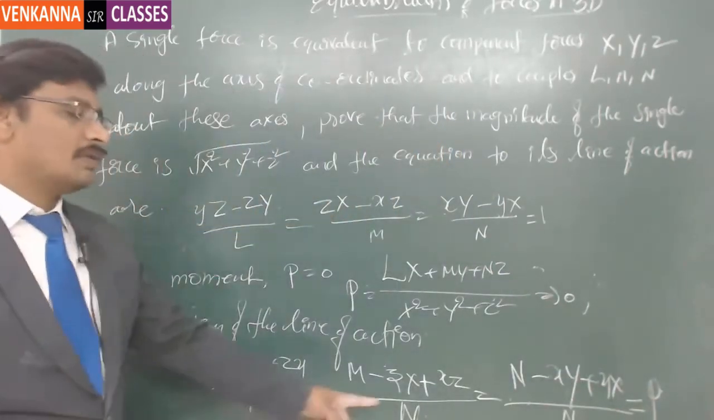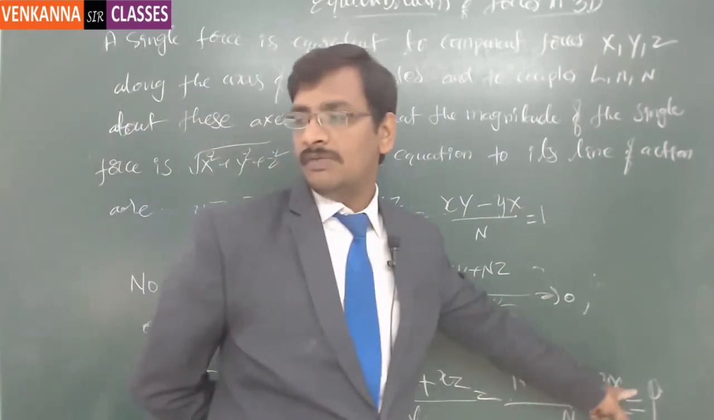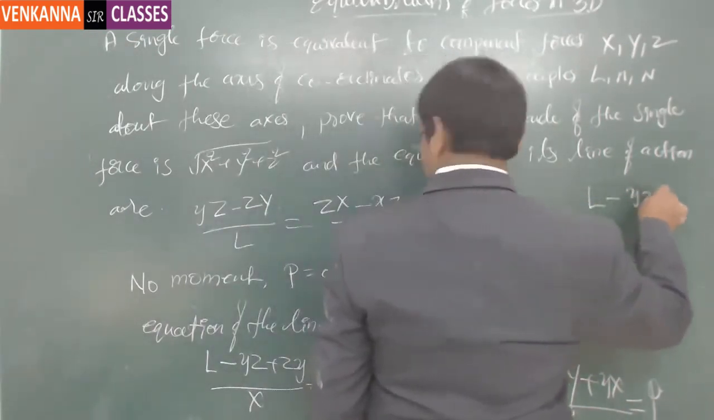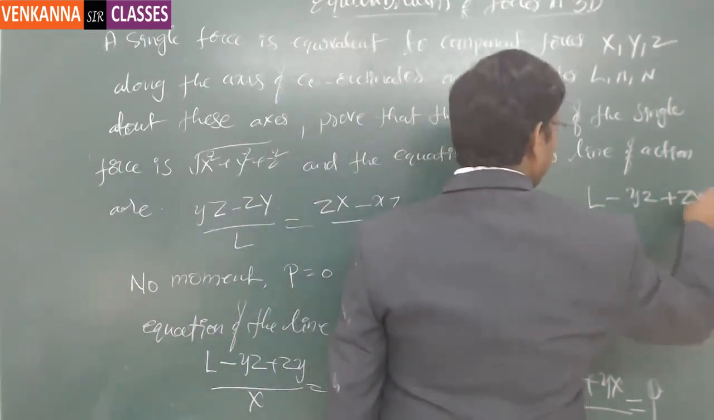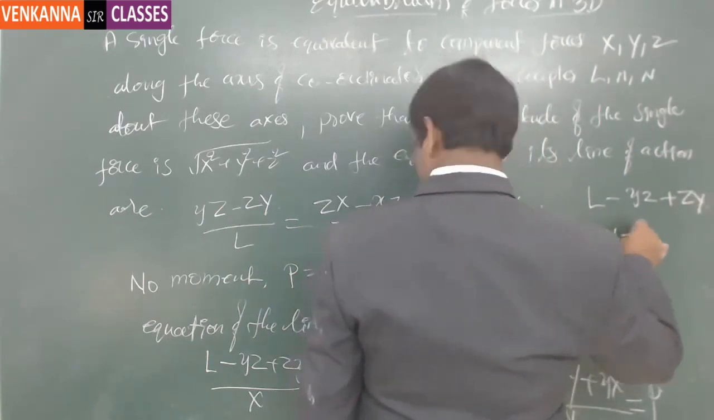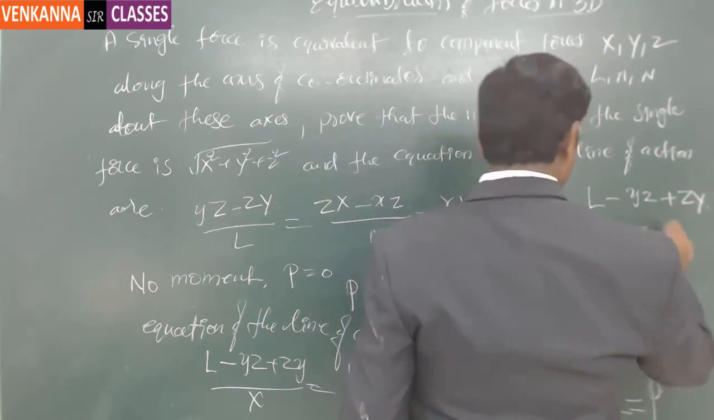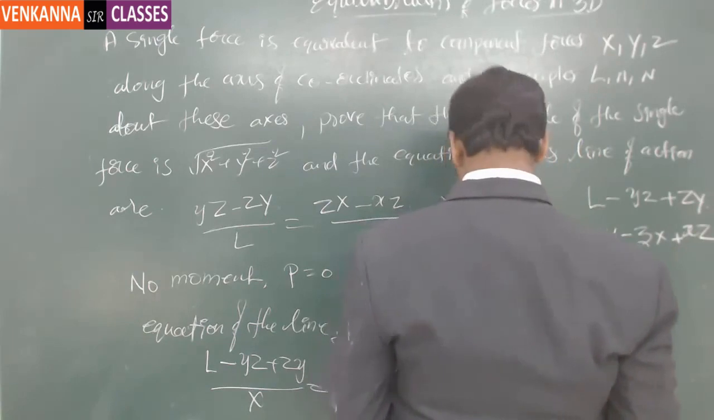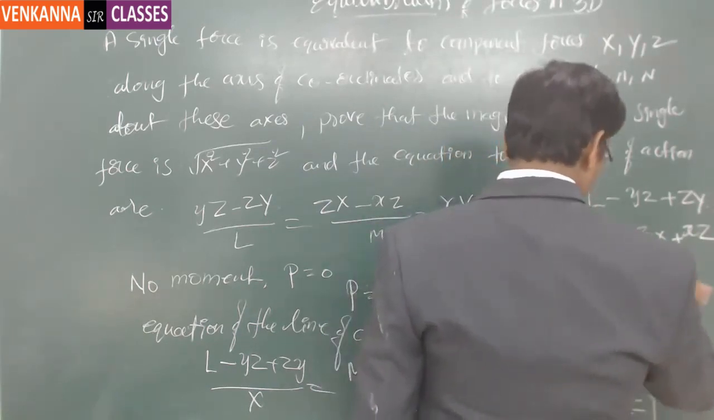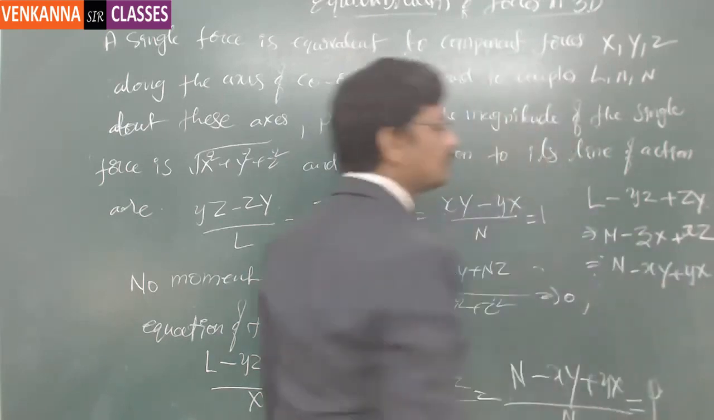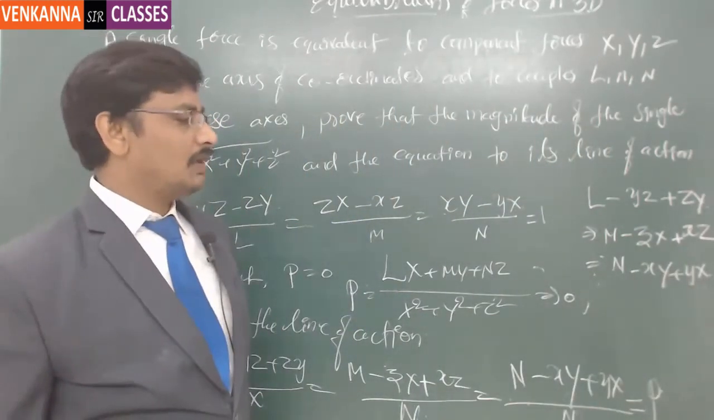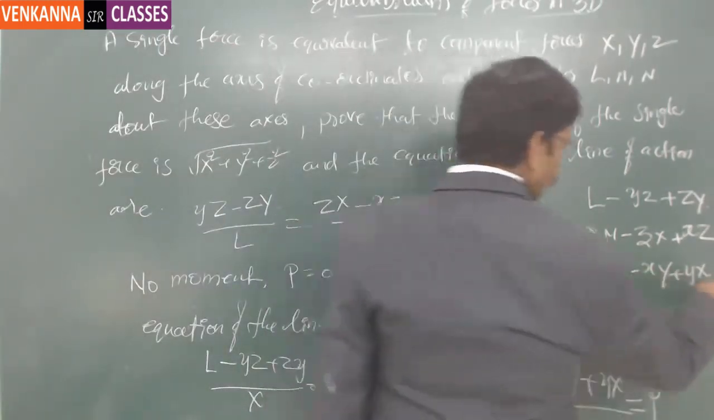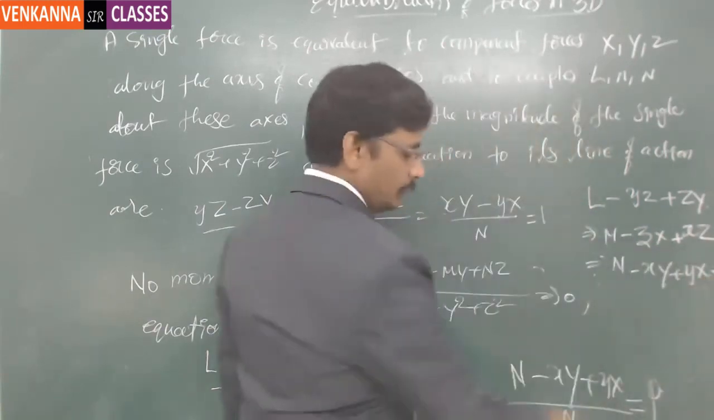Now, the denominator whatever is there, it is going to multiply with 0. Hence, what we are left with is L minus (yZ minus zY) is equal to M minus (zX minus xZ) is equal to N minus (xY minus yX). So these three are equal. Now if these three are equal, then I can say that this value is equal to 0, because P equal to 0.